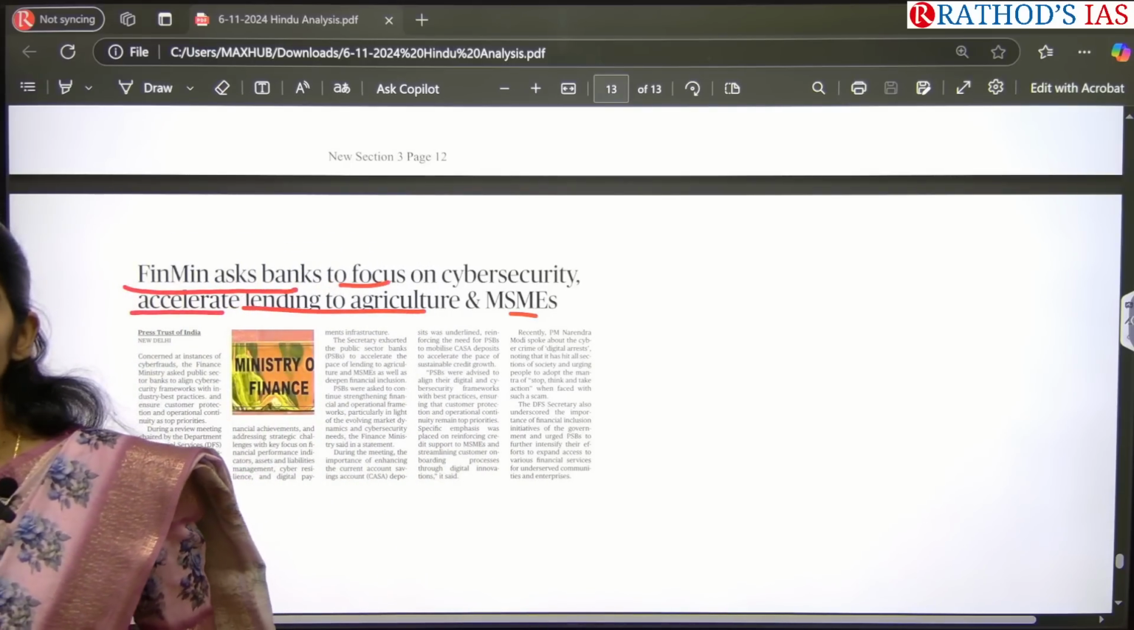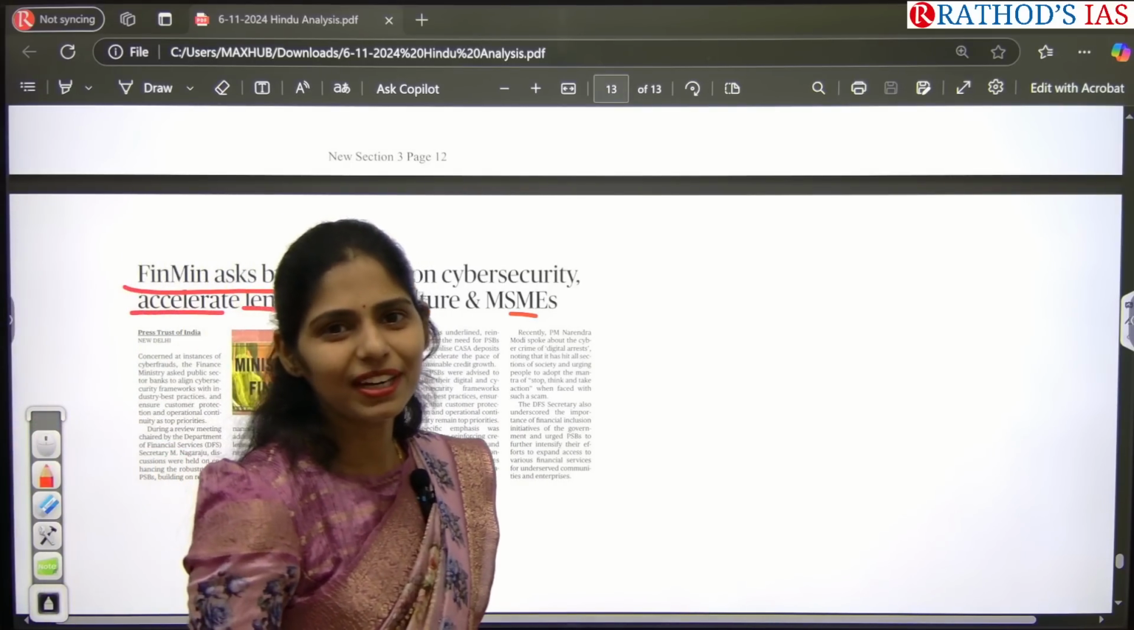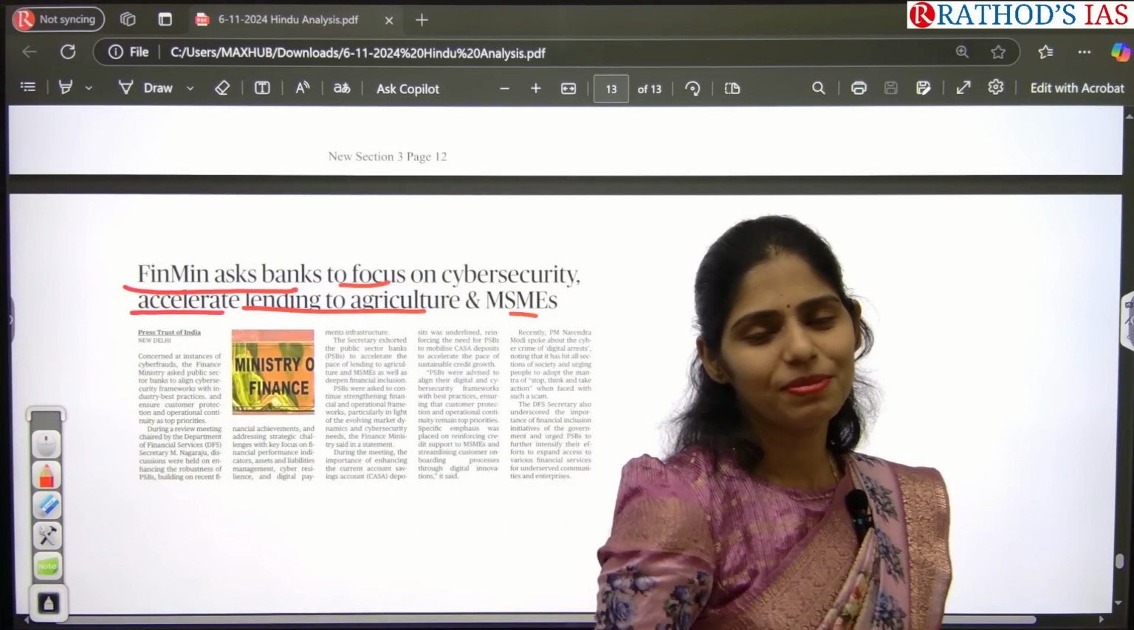Okay, so that's all, guys. These were the important articles that appeared in today's Hindu newspaper. So with this I'm concluding.